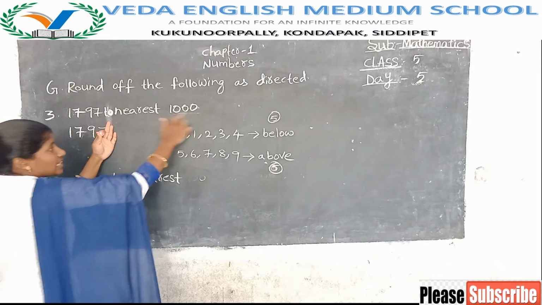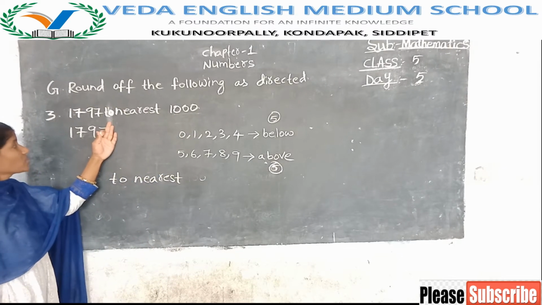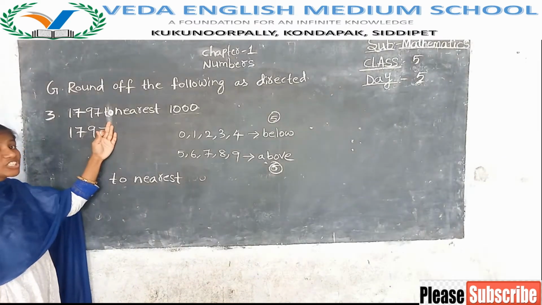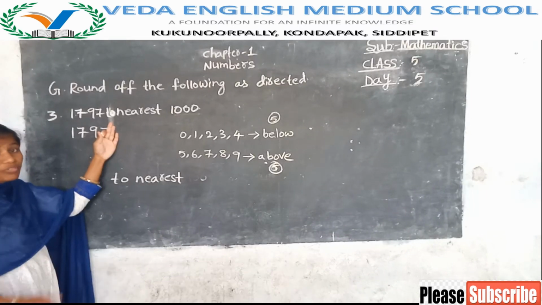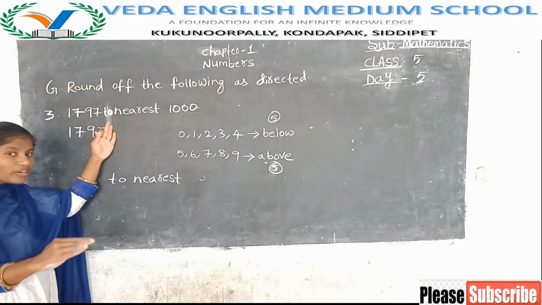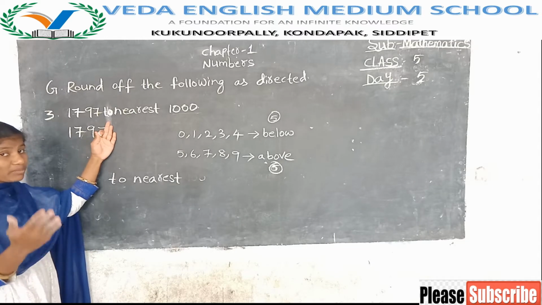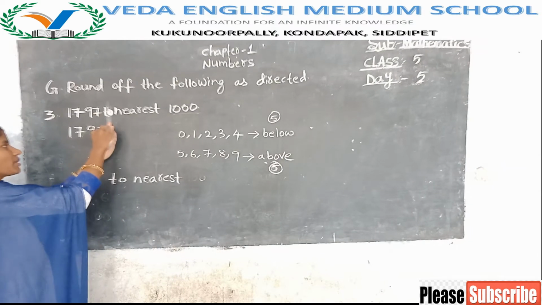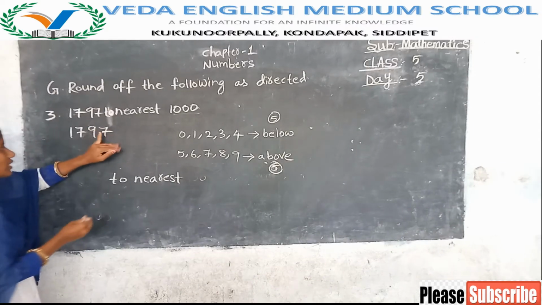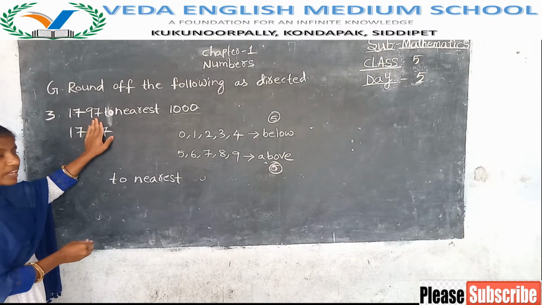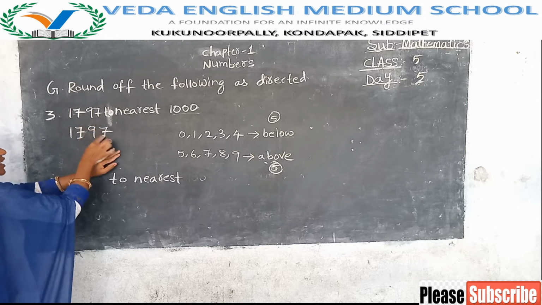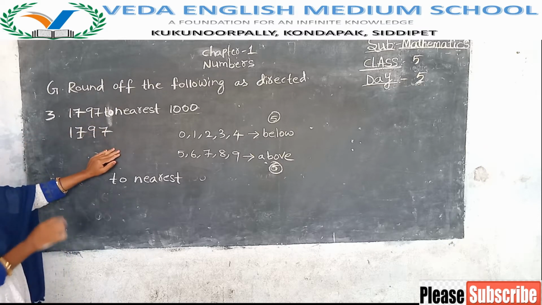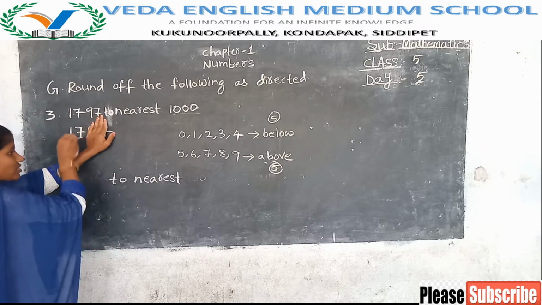Now here they are asking thousands. 1797 nearest 1000. Before 1000 the place value is 100, so you have to check the place value before it. So you have to check only the hundreds place number. The two places before it you have to leave, that means the ones place and tens place values. Now ones, tens, and in the hundreds place you have to check. In the hundreds place you have 7.